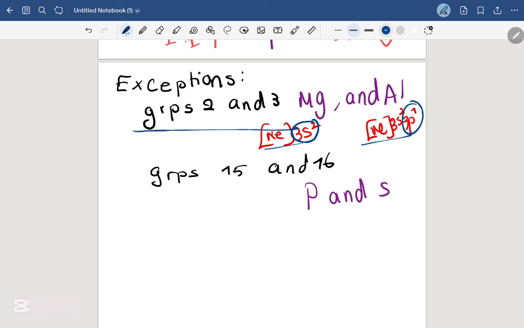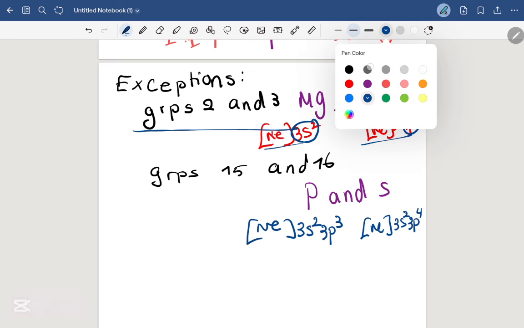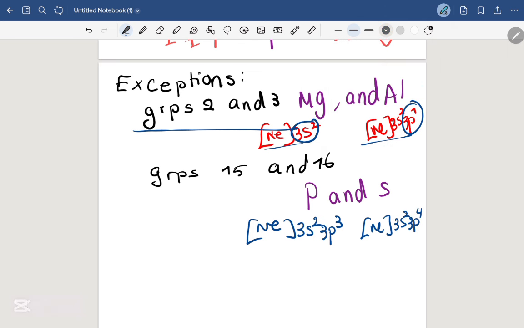Phosphorus is 15, so it is neon 3s2 3p3. And sulfur is neon 3s2 3p4. Now, why is this different? They both have the same core electrons, meaning the same shielding effect, the same energy level, the same sublevels. What is different in this scenario?